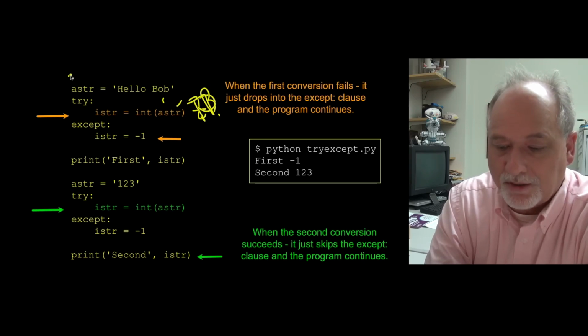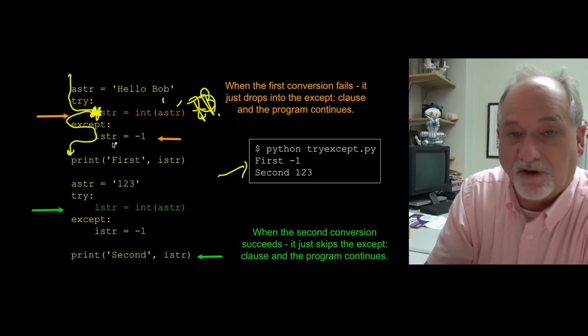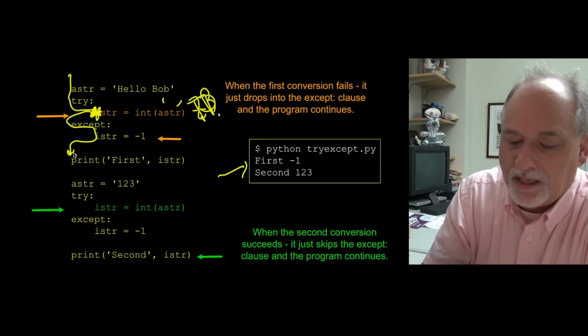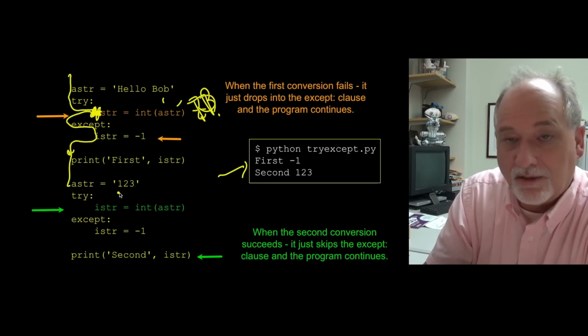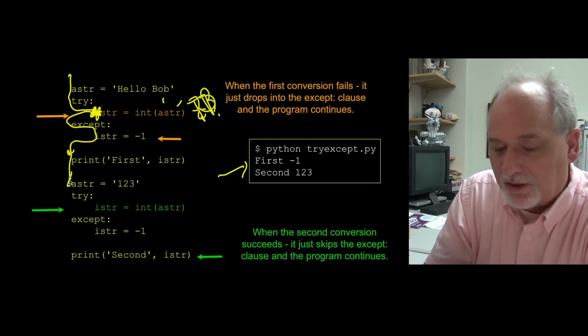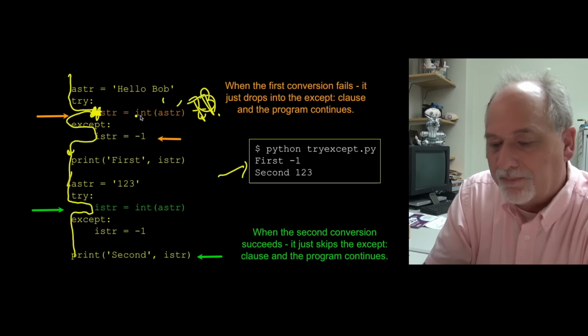So in this code, it's going to come in, it's going to try this. This is going to blow up, but instead of giving a traceback, it's going to say, oh, I've got an available except. I'm going to run this except code, and then I'm going to continue on. And so that prints out first -1, because we set this variable istr to -1, like a little flag telling us that something went wrong. And then we keep on going, and now we have put in the digits 1, 2, 3, and now it's going to work, but we still have it in a try block, and this one works, it does not blow up, and then it ignores the except block. So the except block is only triggered when something goes wrong in the code. It is ignored if something doesn't go wrong.